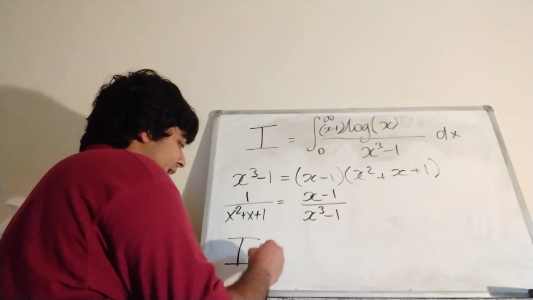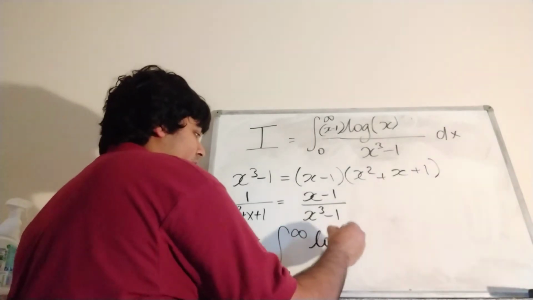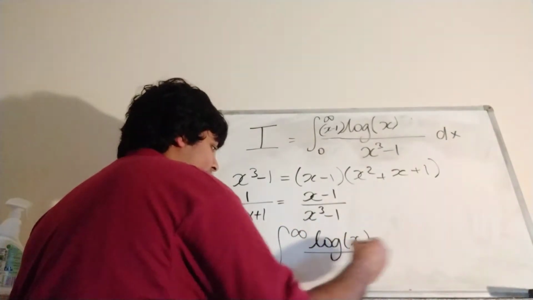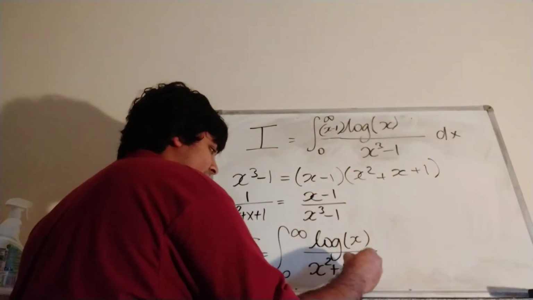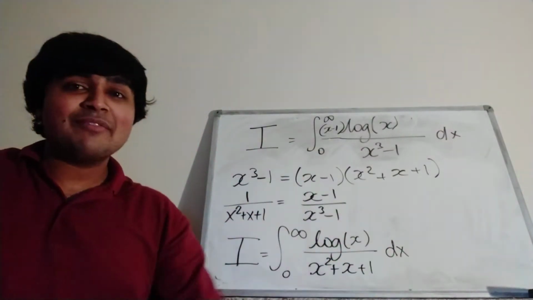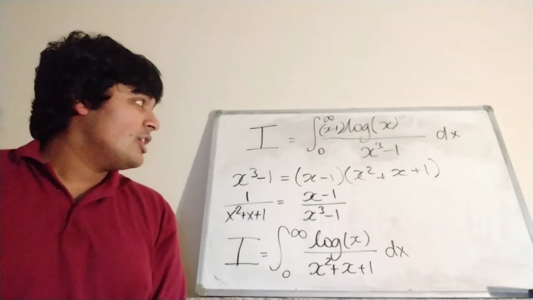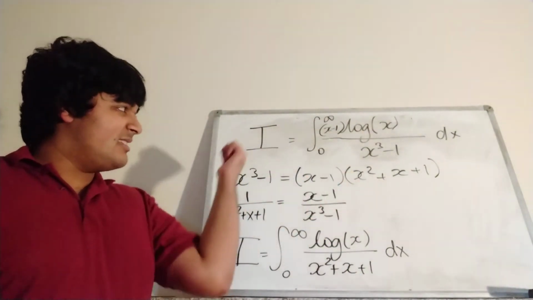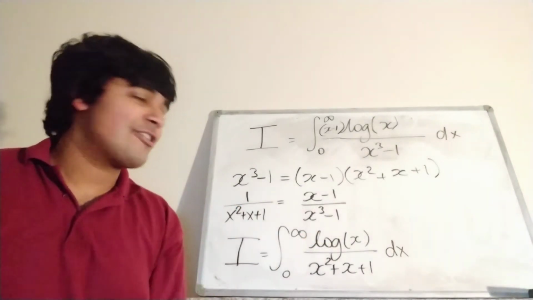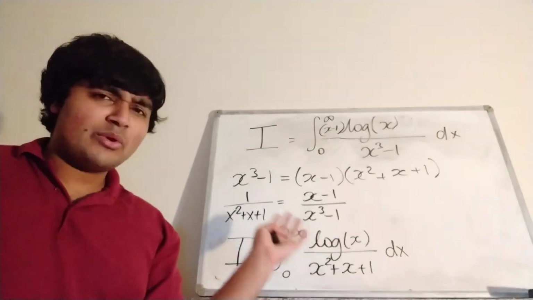So I have that I is equal to the integral from 0 to infinity of log x divided by x squared plus x plus 1 dx. So far I haven't done any integrating. I've just essentially replaced the integrand using a log trick and a nice factorization, geometric progression trick. So I is equivalently this integral here, and now we want to focus on this integral.